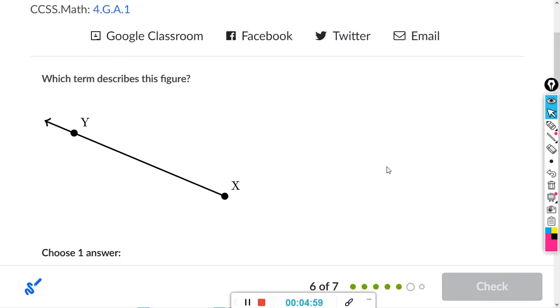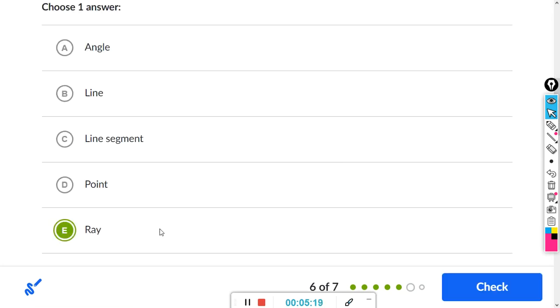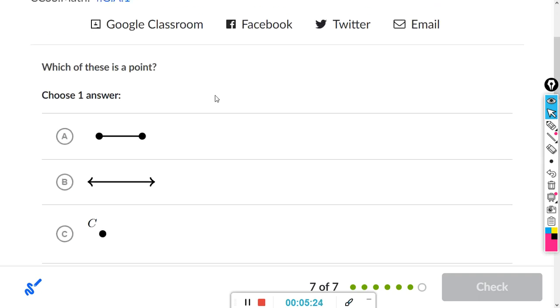All right, which term describes this figure? Well, you can see here it has one endpoint, and then it continues forever in this direction because you can see the arrowhead right here. So if it has one endpoint and it continues forever in one direction, that's a ray. Okay, which of these is a point? It's just going to be a dot.